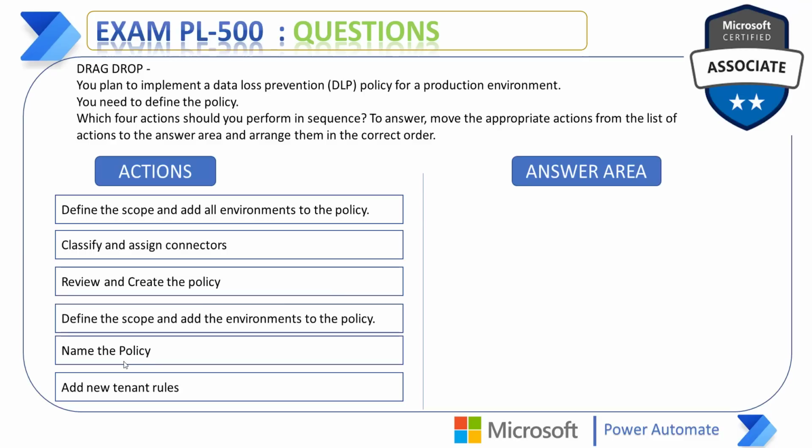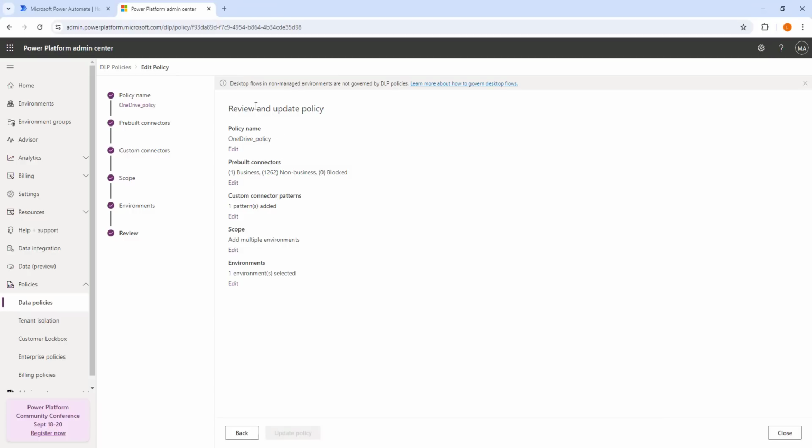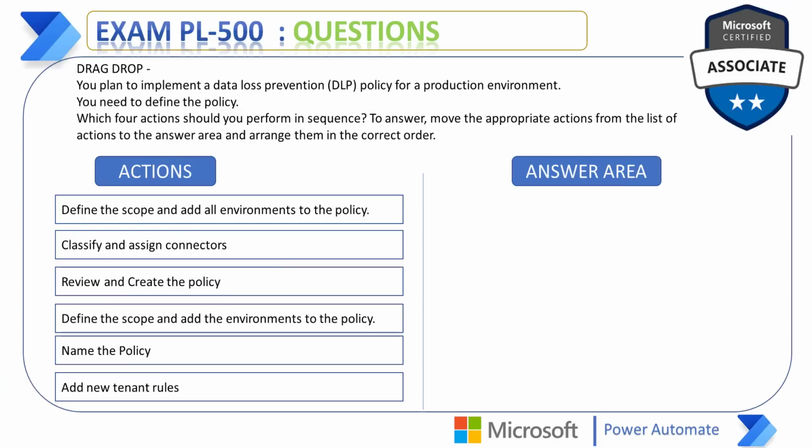First one is to name the policy. We have given the name over there as OneDrive underscore policy. That is the first action. Now, second action is that I'm going to define, that is classify and assign the connectors. There you can see inside my review and update, first one is the policy name. I have given the policy name. Second one, assigning the connectors, then scope and environments, right? Now, at the second step, we are having classify and assign connectors.